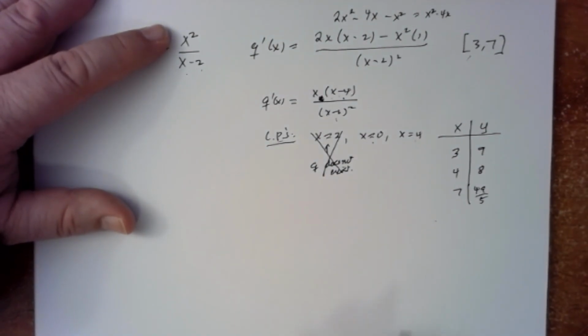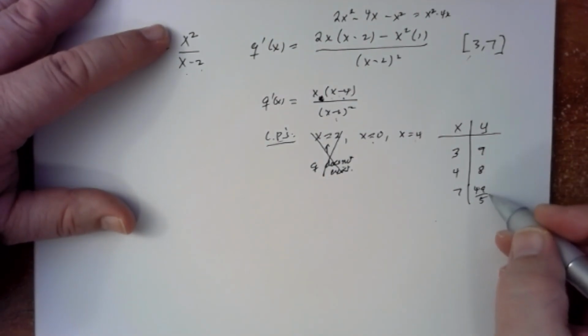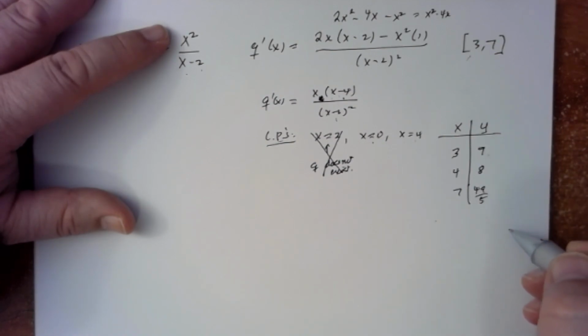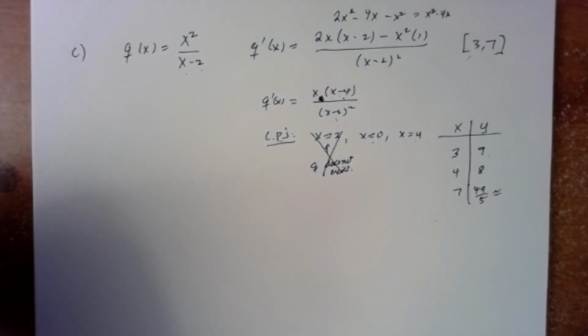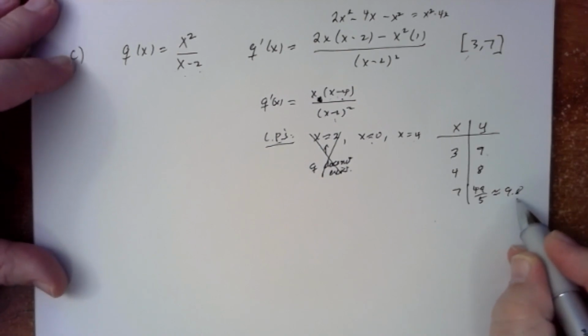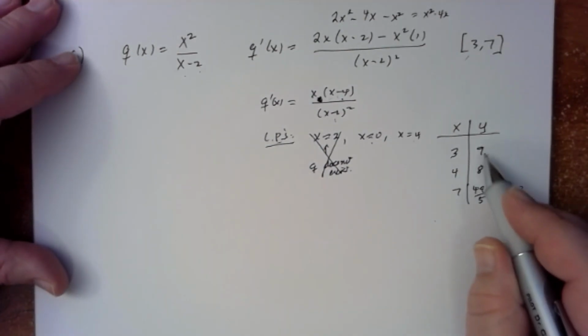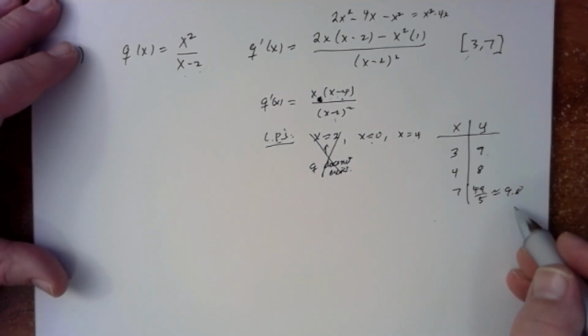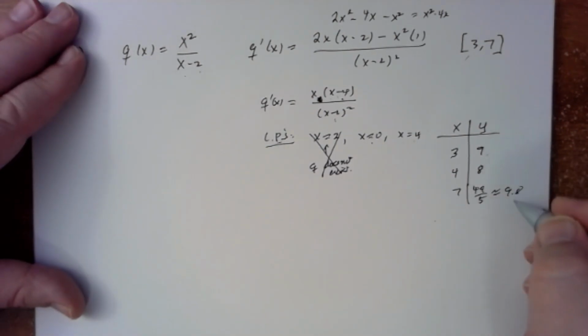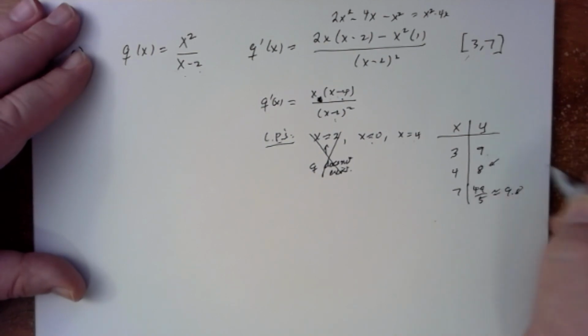Good. Let's see, 49 divided by 5, is that bigger than or less than 9? We might want to get a little bit of an approximation there, so you can grab your calculator for that. And it's 9.8. Good. So it was important to see that that's going to be bigger than your 9. Okay, because now what's our conclusion? We have a global minimum at 8 and a global maximum at 9.8.